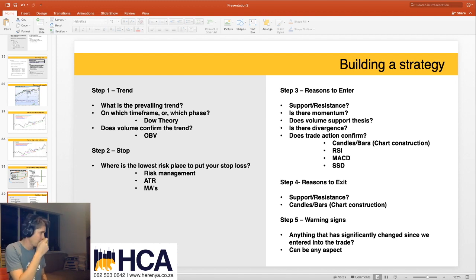We can carry on. So, alright, building a trading strategy. The things that we have gone through up to this point are tools that we can use in order to build a trend following strategy.